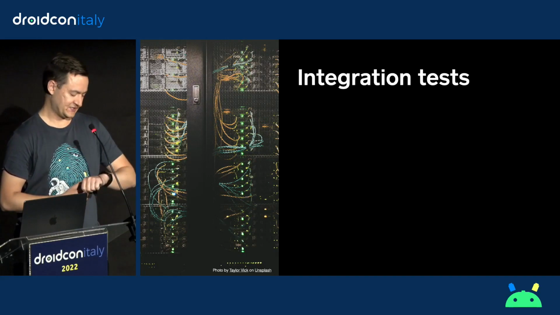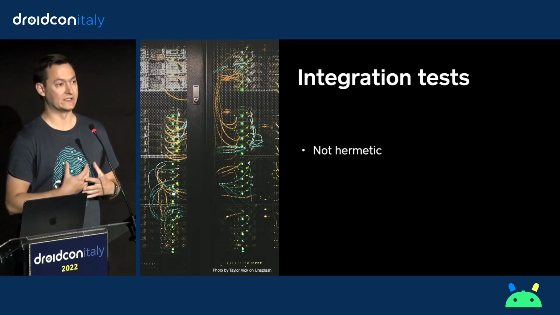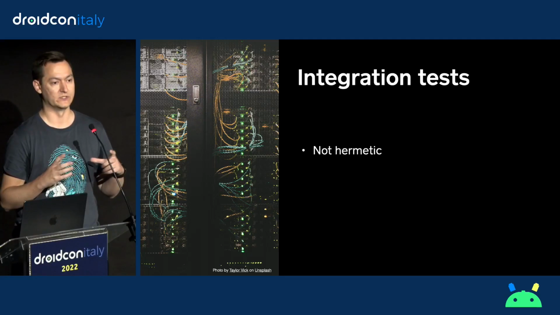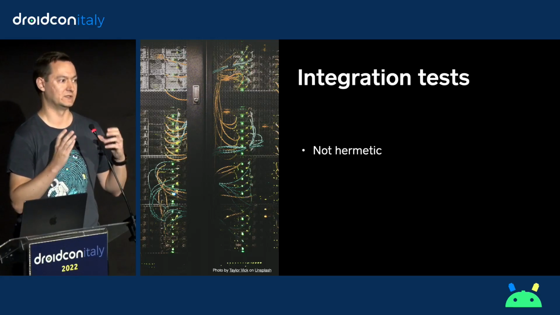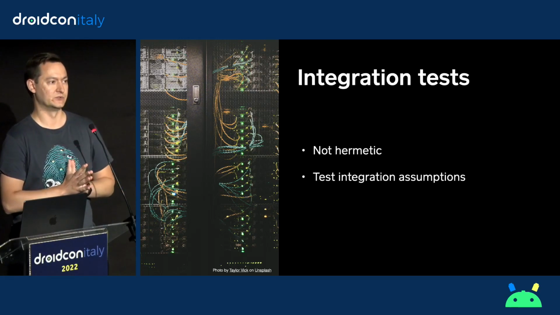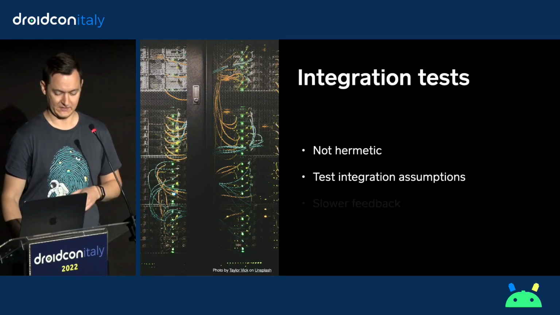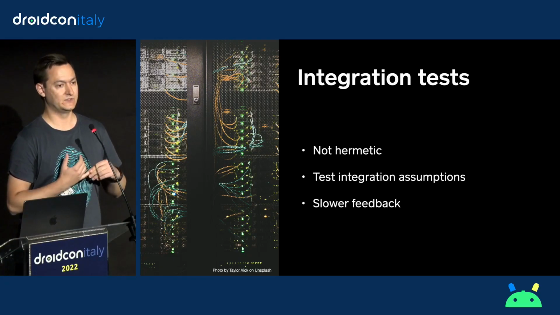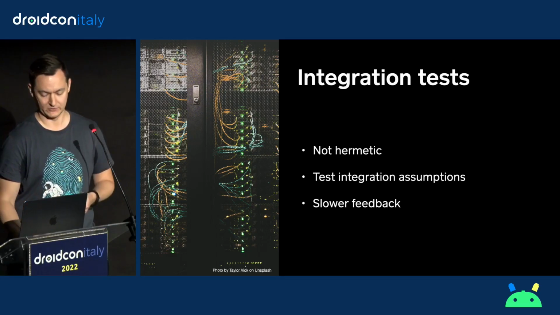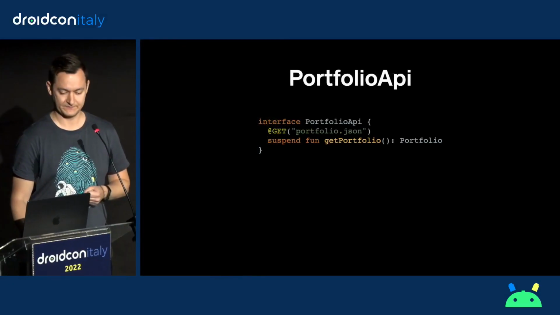So this is all with unit tests. Now we're going to switch to integration tests, and this is a different layer. And talking about integration tests, they're not supposed to be hermetic, so now we're actually testing collaborations between different entities. Integration tests are really useful to test integration assumptions that we make, and we'll see this in the examples. And the feedback that we get from the integration test is slower than unit tests, so they're supposed to be slower. That's the downside compared to unit tests.